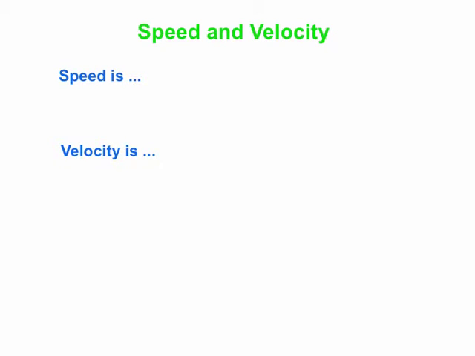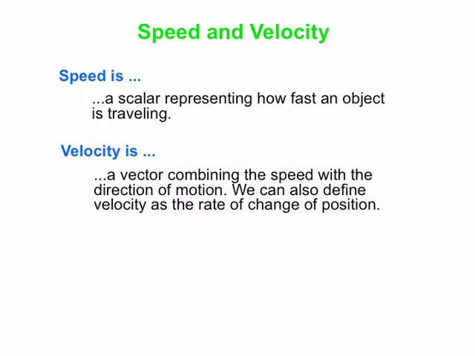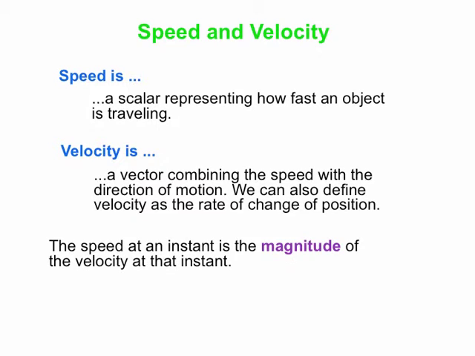Speed is, velocity is, what do you think? Well, speed is a scalar quantity representing how fast an object is traveling, while velocity is a vector that combines the speed with the direction of motion. We can also define velocity as the time rate of change of position. The speed at any instant is the magnitude of the velocity at that instant.